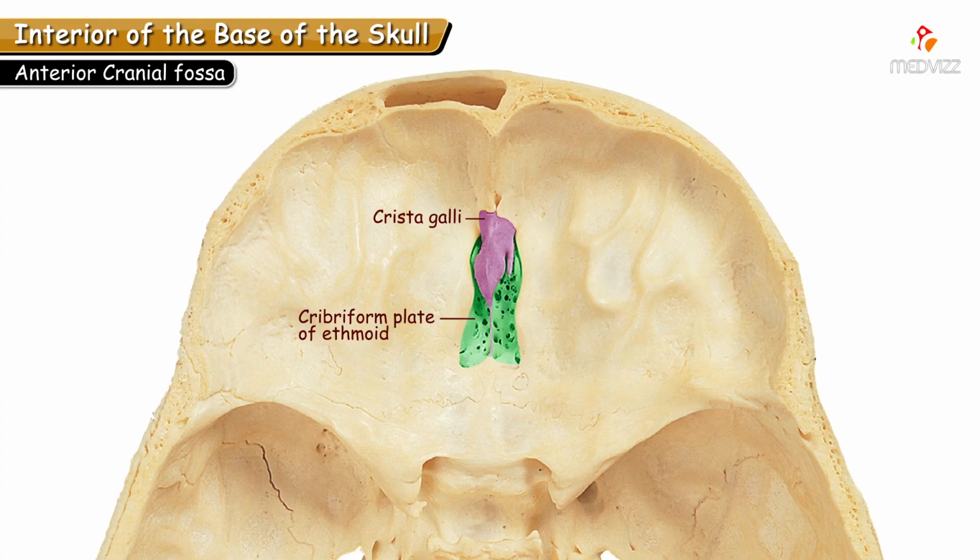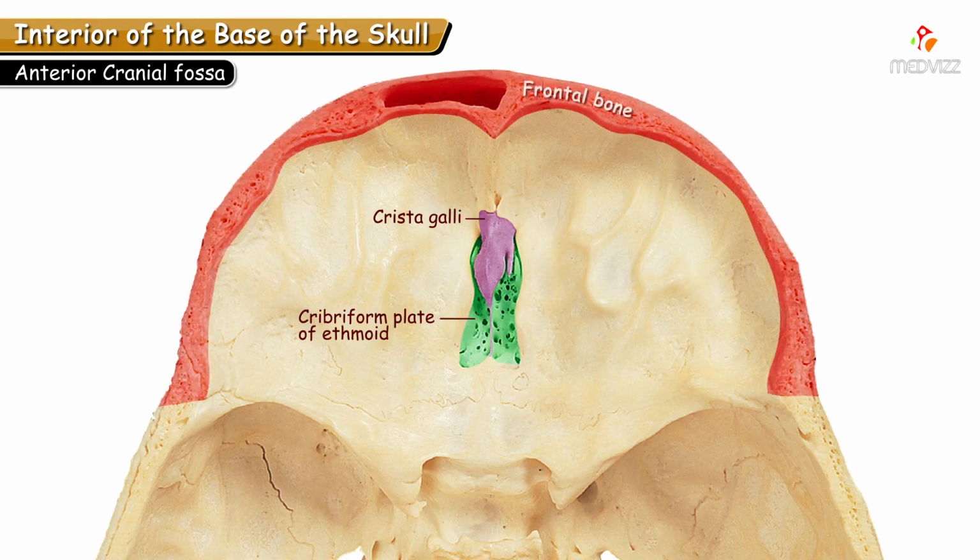What we are seeing anteriorly is the posterior surface of the frontal bone. The midline elevation of the frontal bone is the frontal crest. This frontal crest and the crista galli together provide attachment to the anterior part of the falx cerebri.